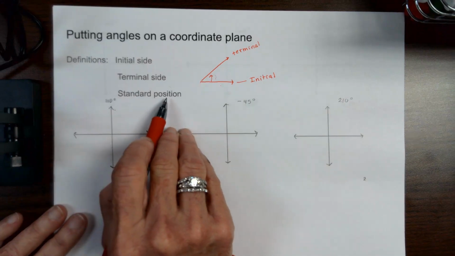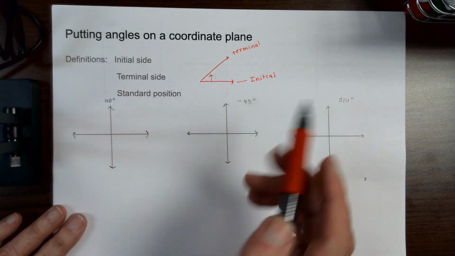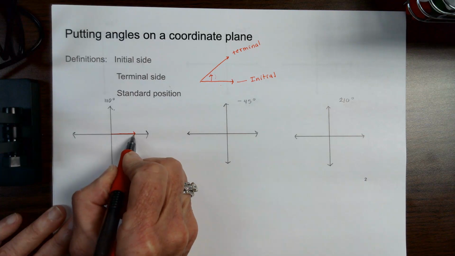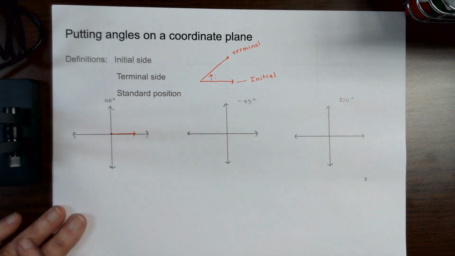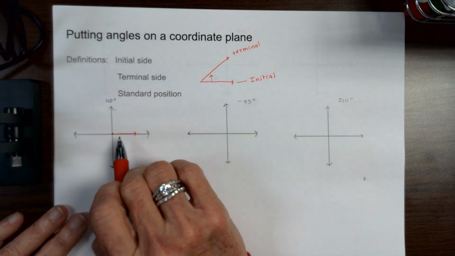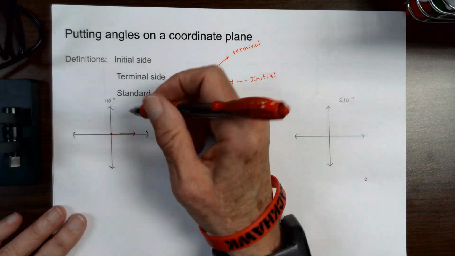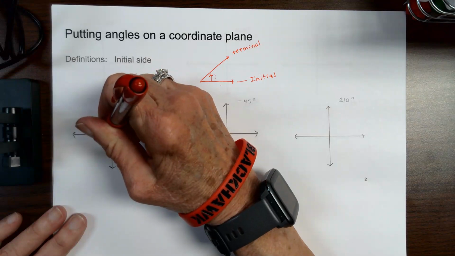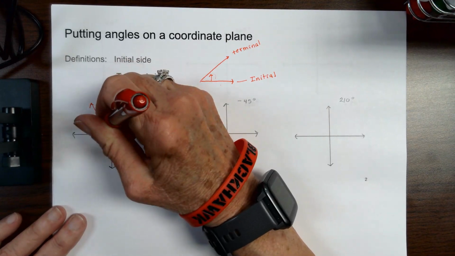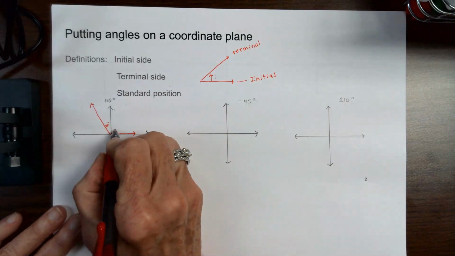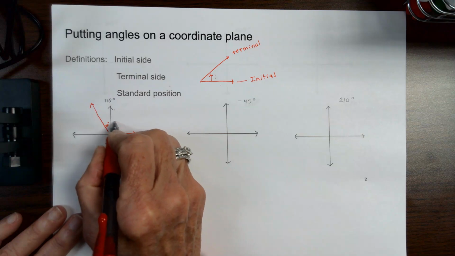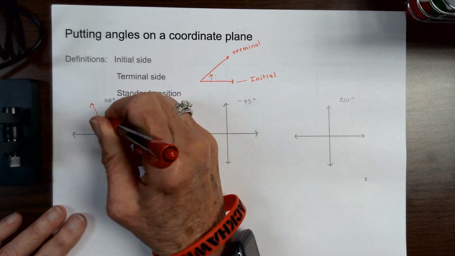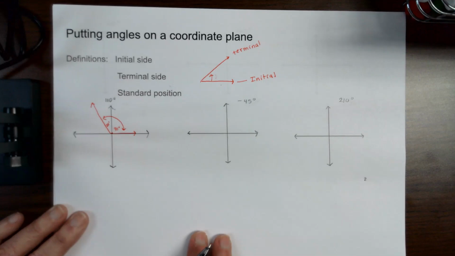We always put these angles, when we put them on a coordinate plane, in standard position, which means the initial side is always on your positive x-axis. So if I want to draw an angle of 110 degrees, understand this is a 90-degree angle, so I'm going to go 20 more degrees past that. That would be 20 degrees, and this would be 90 degrees, making a total of 110 degrees. So this angle right here that's formed on my coordinate plane is 110 degrees.